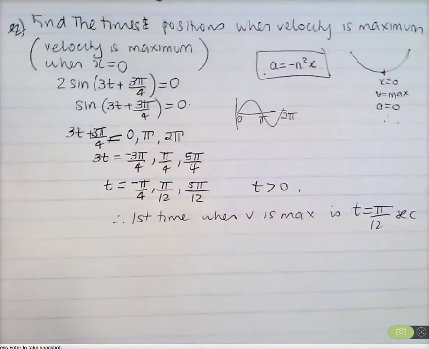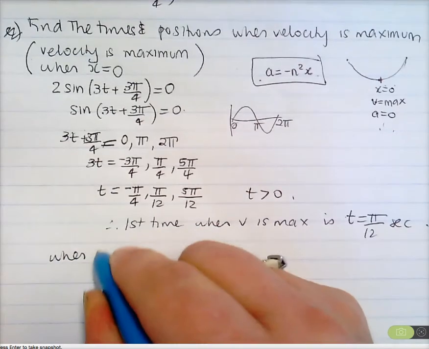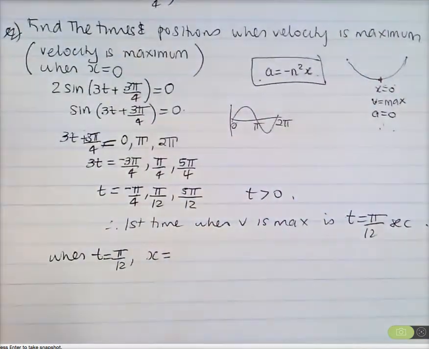Okay, now, what do I do next? Find the times and positions. So when t is pi on 12, x is, and you work it out.